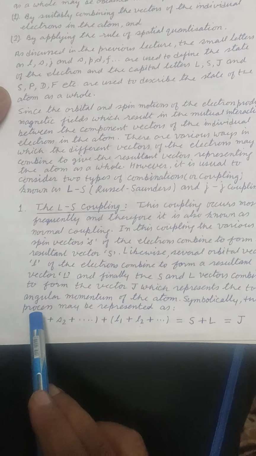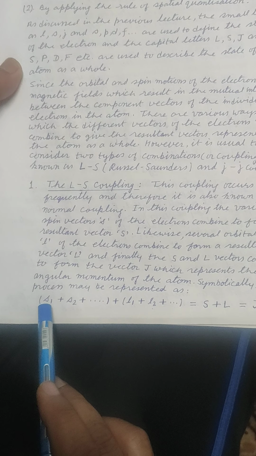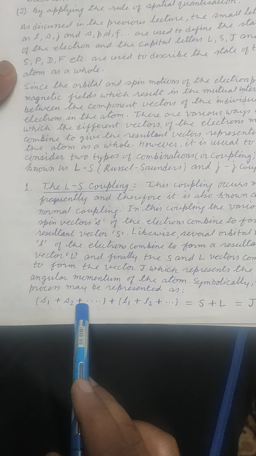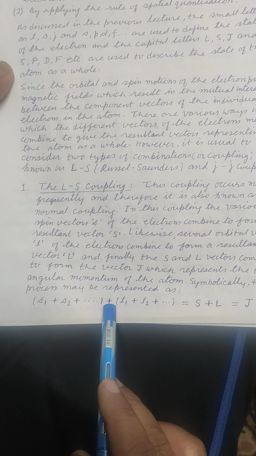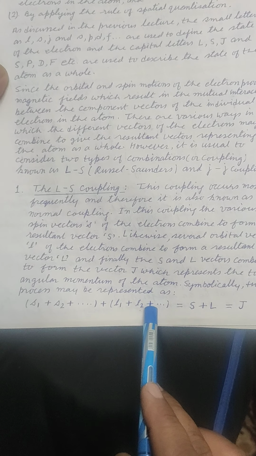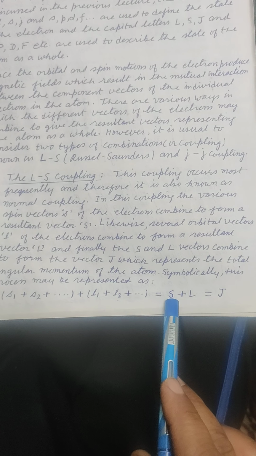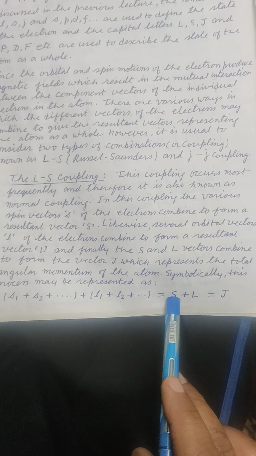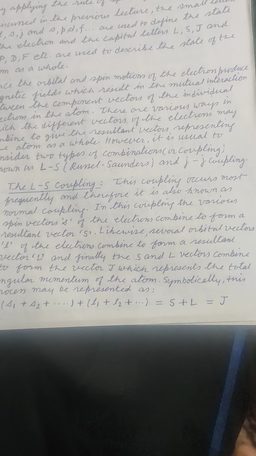Symbolically, this process may be represented as small s1 plus small s2 plus small s3 and so on, and small l1 plus small l2 plus small l3 and so on, which gives you the combination capital S plus capital L is equal to capital J.